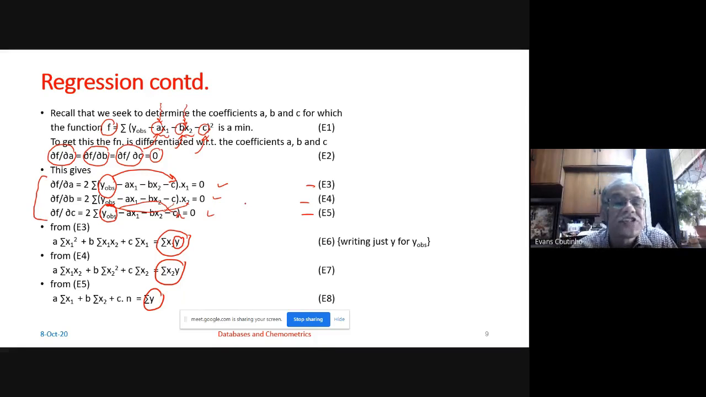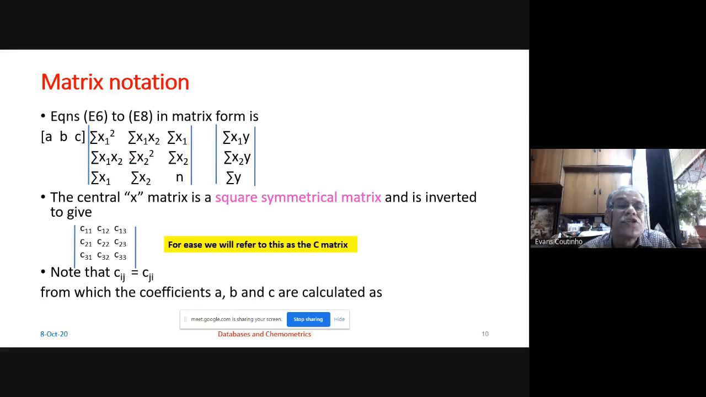Now I write them in matrix notation. In matrix notation, those three equations are rewritten like this. I want you to concentrate on this matrix, which has only the X variables. This is called the X matrix. It is a square matrix, meaning the number of rows is equal to the number of columns. And it is a symmetrical matrix because if you look at the diagonal, we have the same elements on either side of the diagonal. That's why it is referred to as the square symmetrical matrix.